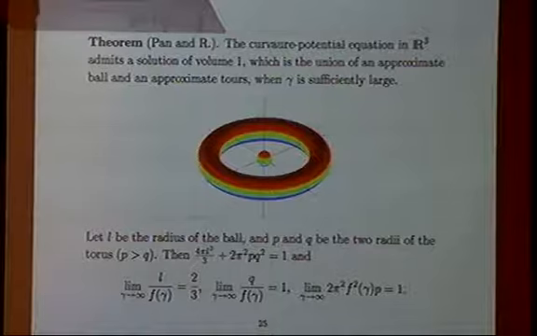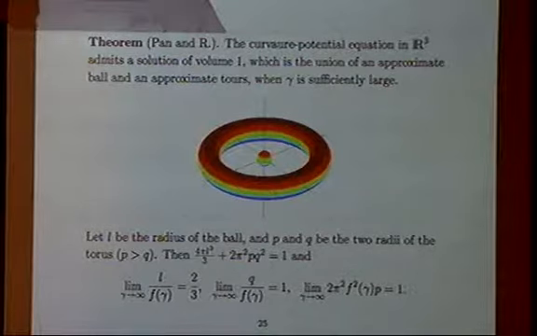For this solution, we let L be the radius of the ball, and P and Q be the two radii of the torus. Because the volume is equal to 1, this equation holds. Also, we find that L is approximately equal to 2/3 of f of gamma, and Q is approximately equal to f of gamma. So the radius of the ball is about 2/3 the radius of the cross section of the torus. So this equation also exists.